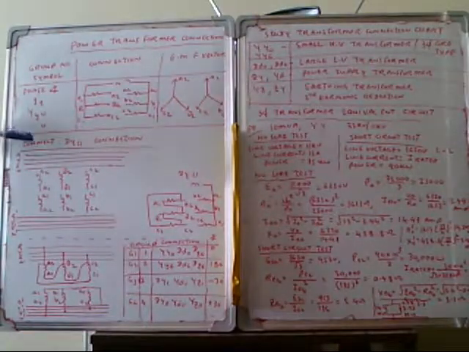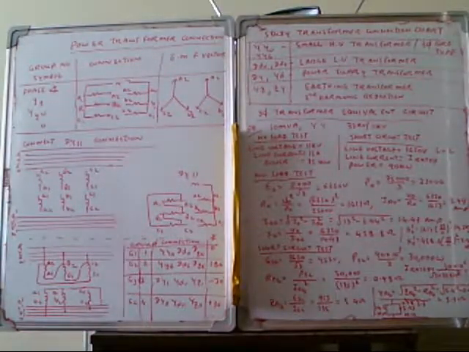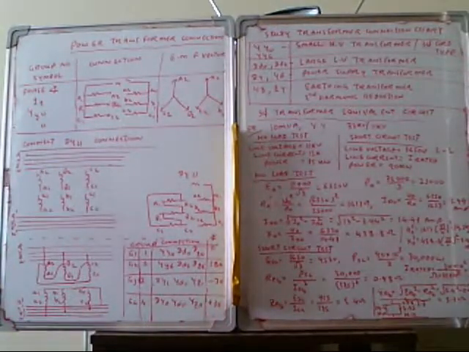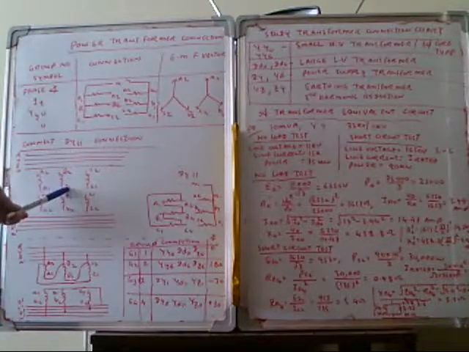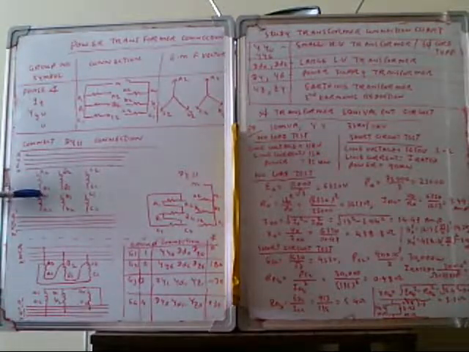Okay, now that we have seen the typical connections, we have to make the DY11 connection. The primary windings are capital A1, A2, capital B1, B2, capital C1, C2. The secondary windings are small a1, a2, small b1, b2, and small c1, c2. So this is a 3-phase winding: primary 3-phase, secondary 3-phase. We want to make the DY11 connection.